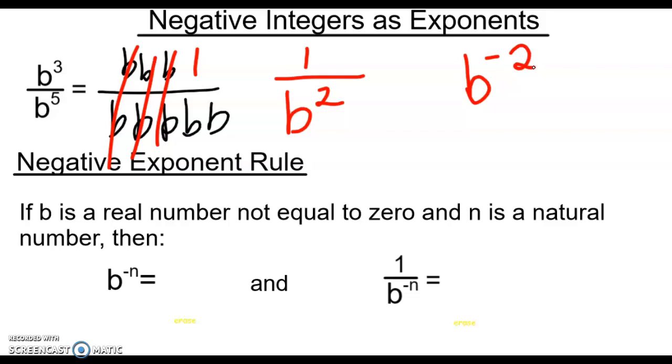So if b is a real number, not equal to 0, because you can't do 0 on the bottom, it all blows up, and n is a natural number, then we get 1 over b to the n. And if you have 1 over b to the -n, that flips, it reciprocals up to the top. So really, wherever it's negative, you want to move it to the other side of the fraction bar to make it more positive.